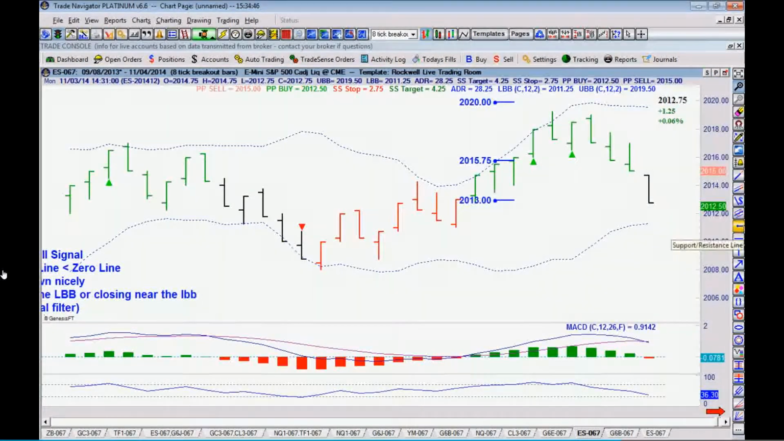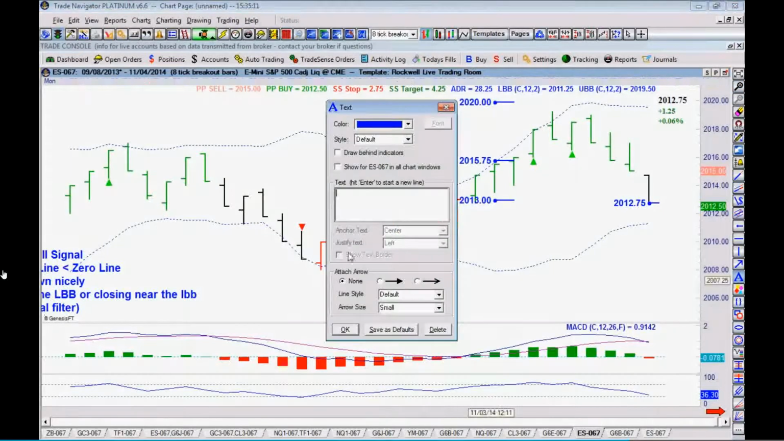And so here we have an example where on the first trade, we had a 4 1/4 point profit, which is the same as 17 ticks in the E-mini S&P. Each tick is worth $12.50 if you've never traded the E-mini S&P before. So that would be a $212.50 profit.